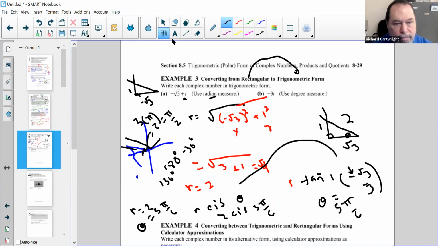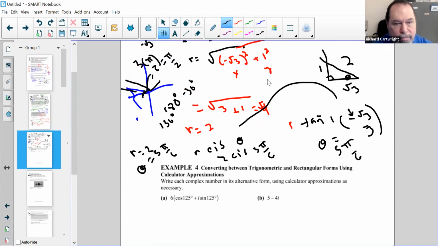You want the full answer? 2 times, I like the cis better, 2 times the cosine of 5 pi over 6, plus i times the sine of 5 pi over 6. Both answers are good. I like my iPad better because I can zoom in and I can make more room.